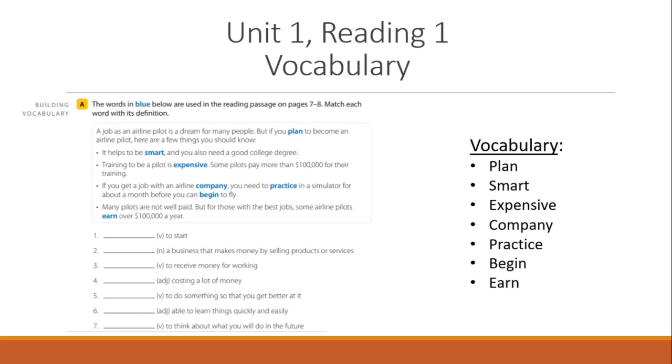And finally, earn is when you get money for doing something when we're talking about a job. However, earn can have a meaning that doesn't have anything to do with money. For example, you can earn a college degree. You're not getting any money to earn the college degree, but you need to work hard in order to achieve that goal. So you earn something by working hard at it.